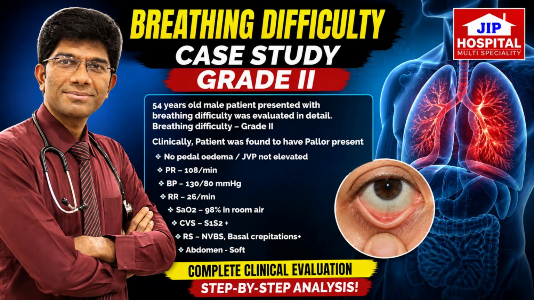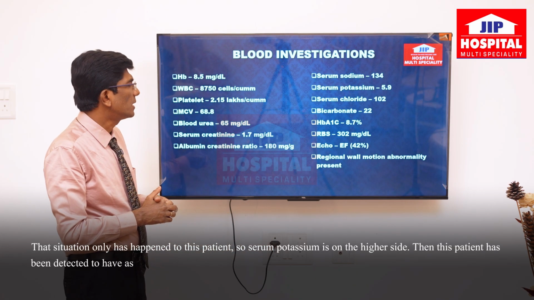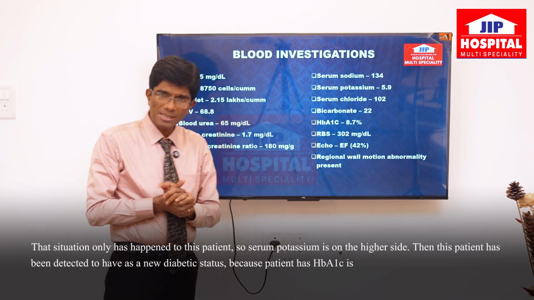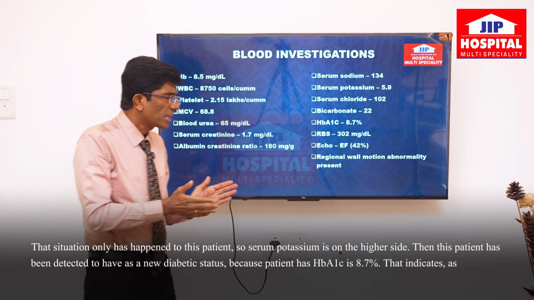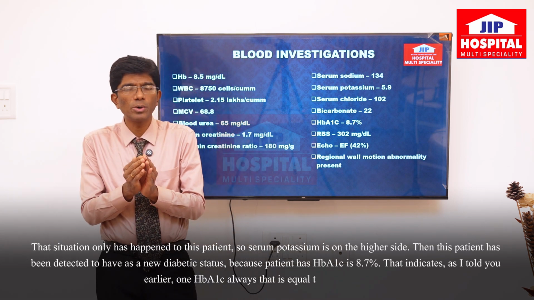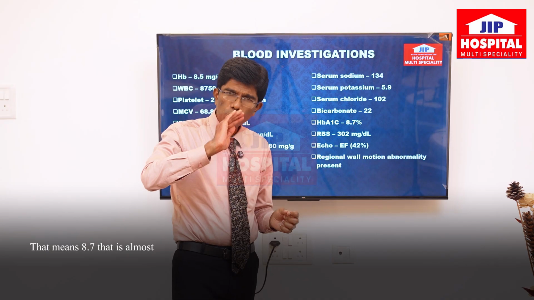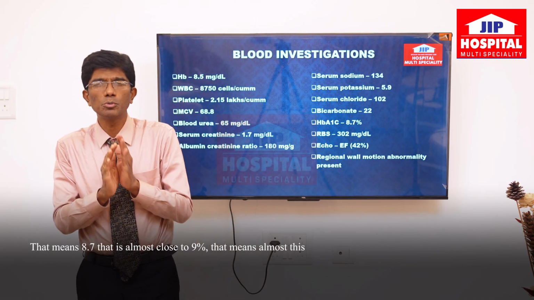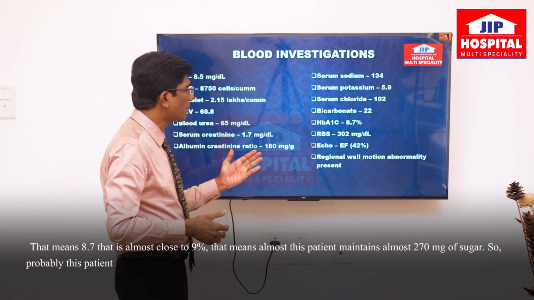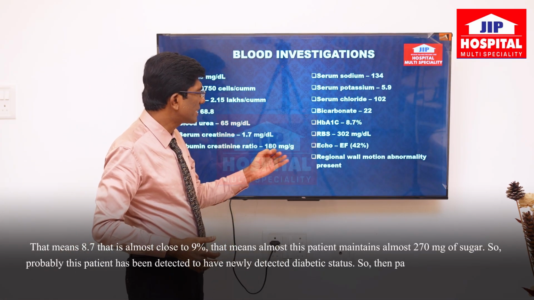Then this patient has been detected to have a new diabetic status because the patient's HbA1c is 8.7%. As I told you earlier, 1 HbA1c is equal to 30 milligram of sugar. That means 8.7, which is almost close to 9%, so this patient maintains almost 270 milligram of sugar. So this patient has been detected to have newly detected diabetic status.